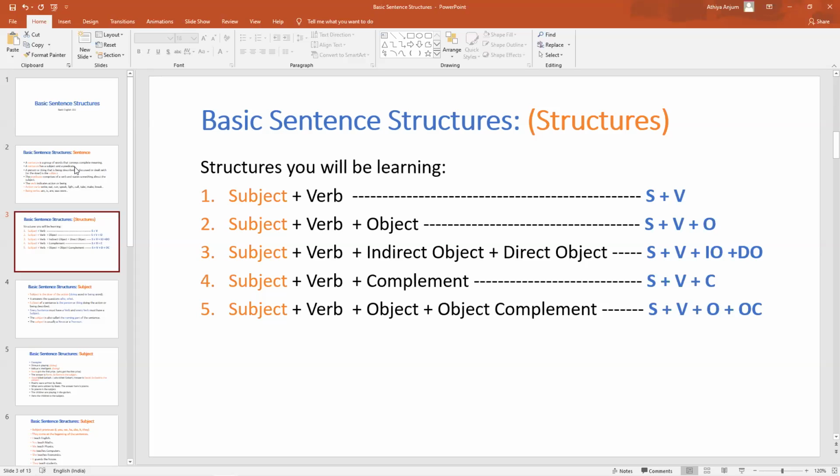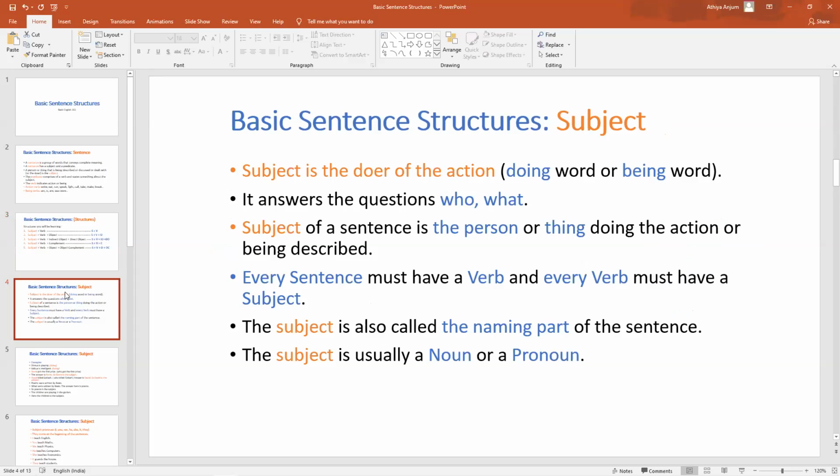All right. So before we go to that, you need to know about the subject and the predicate. So in the basic sentence structures, I told you subject is very important. Subject is the doing word or the being word.